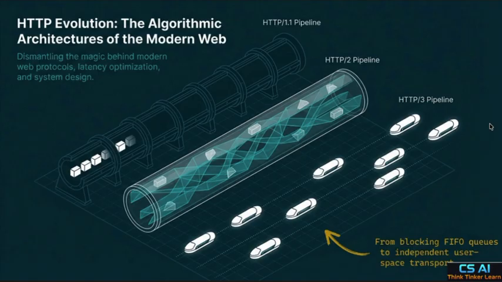We're breaking down the evolution of HTTP today, moving from blocking queues to the independent transport of the future. This is a concept-first introduction to help you build a system design foundation quickly. If you want to see a deep dive on the trade-offs or a specific case study, let me know in the comments. No fluff, we'll get into the technicals in this one.